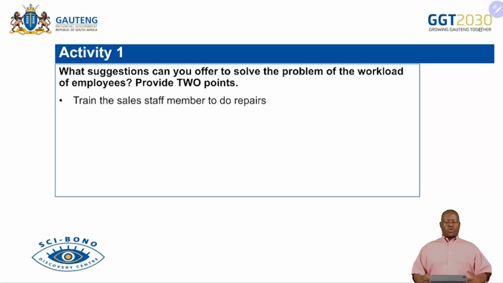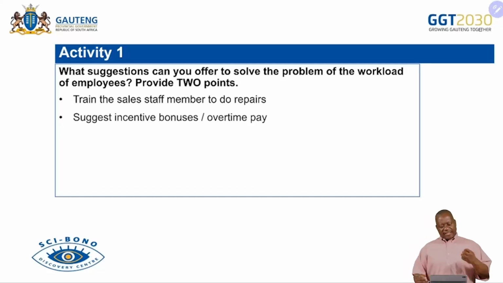One thing that you need to do is to train the sales staff members to do repairs, so that when there's more work on sales, they attend to their customers, but when there's more work on repairs, they join the repair staff. In this case, we are not going to have some being overloaded with work while these others are redundant and not doing anything. Suggest incentive bonuses, or what we can call overtime pay. You know, there is no worker who is going to have a problem with being overworked and being overpaid.